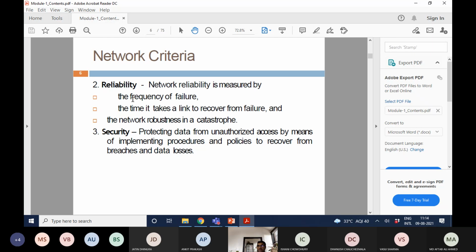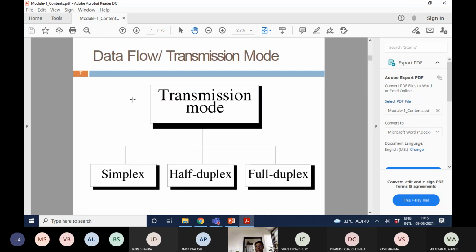Then the next criterion we can talk about is security. Sometimes we have to protect the data from unauthorized access. If authorized users are accessing the data, then there is no problem. But sometimes unauthorized users are going to access our data, so we have to protect against that. Otherwise, we can say our network is unsecure. We have to always secure our network so that whatever data is transmitted through the network is safe. So that kind of network criterion is fine.